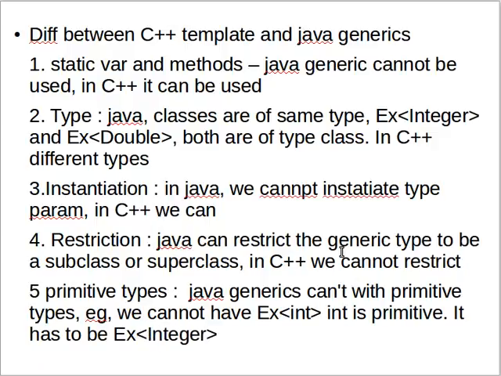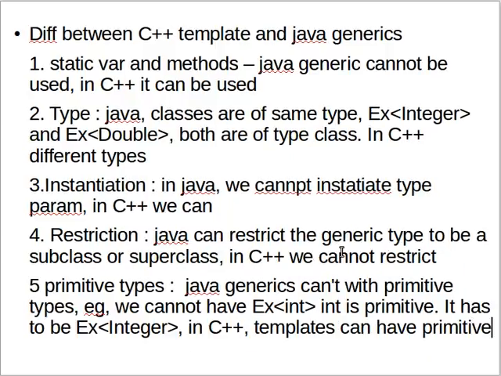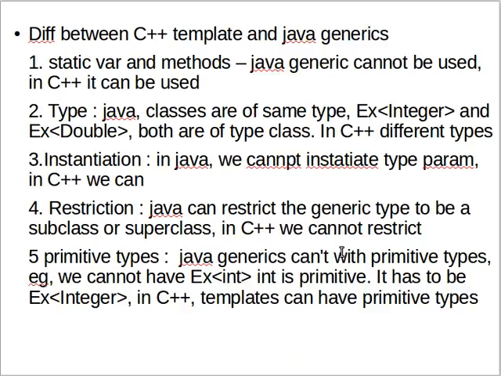However, in C++ templates can directly use that. In C++ templates can have primitive types. So these are a couple of differences between C++ templates and Java generics.